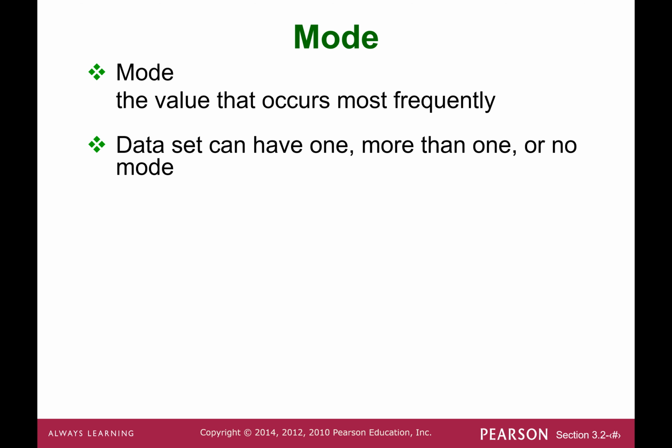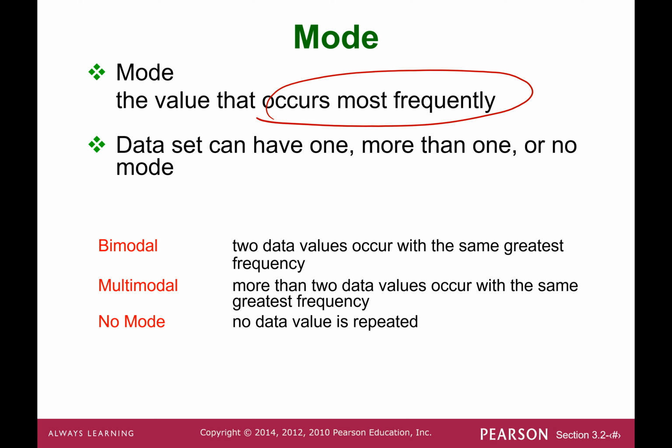Mode is the data value that appears most frequently. A data set can have one mode, more than one mode, or no mode. So we have some terminology. If 2 data values appear most frequently, then we call that bimodal. If more than 2 data values appear most frequently, then we call that multimodal. If no data value is repeated, so every single data value appears once, then we say there's no mode.